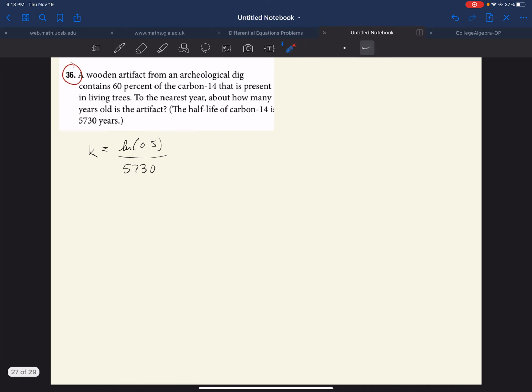Then, let's see, that's the same one. Okay, so in this problem, now, notice it says a wooden artifact contains 60% of the carbon-14. So I want you guys to read this kind of on your own, just because I don't want to take a bunch of time making you watch me read it to you.